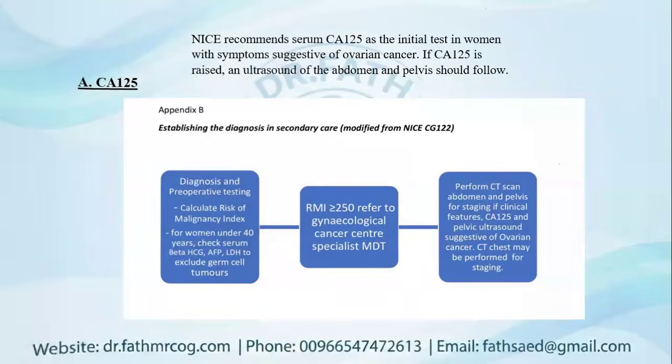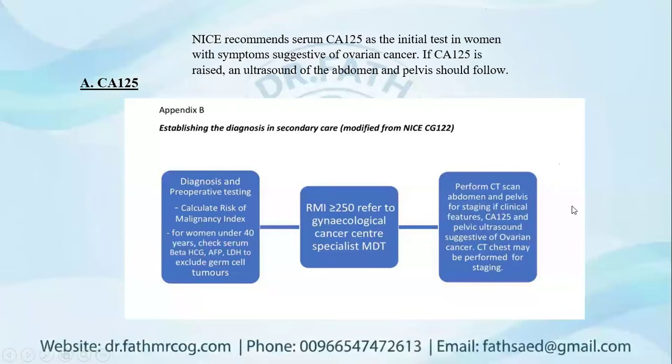And you will determine this because once we have established the diagnosis, preoperative testing, calculate the risk of malignancy index. For the woman under 40 years, check the serum, because if the patient is younger, I need to check beta hCG, alpha fetoprotein, LDH to exclude germ cell tumor. And here you will do the risk of malignancy index. If more than 200, refer the patient to a gynecological cancer center specialist, if the risk of malignancy becomes high.